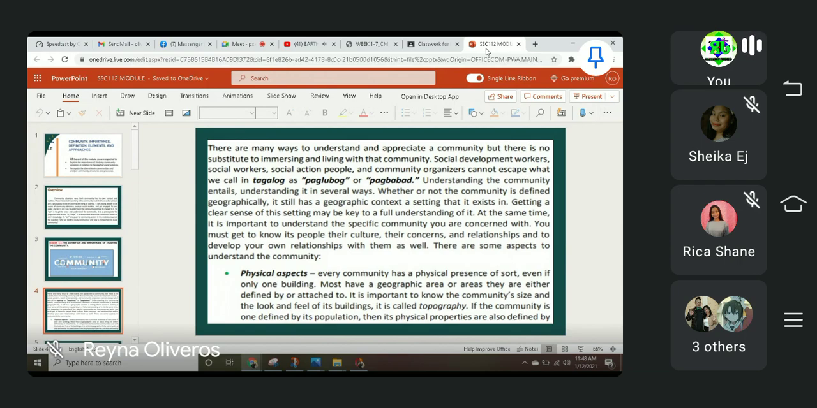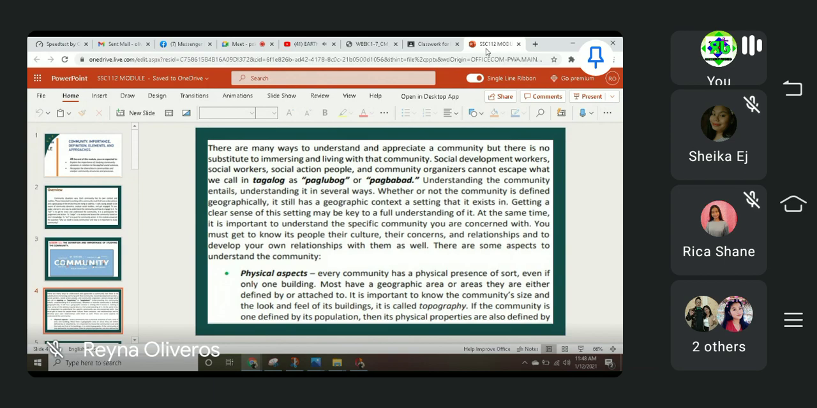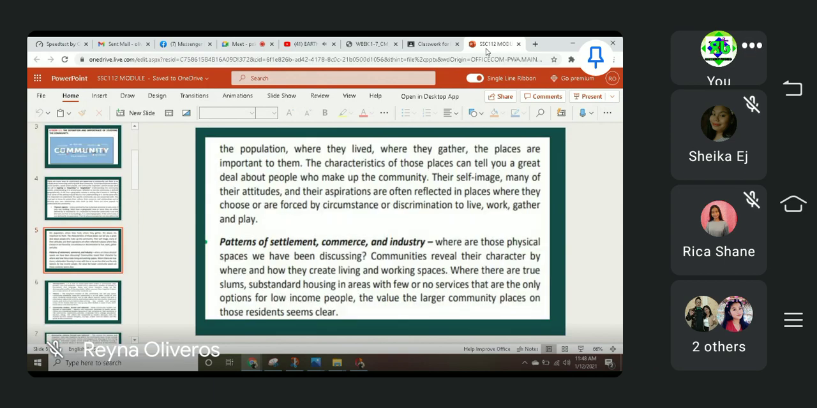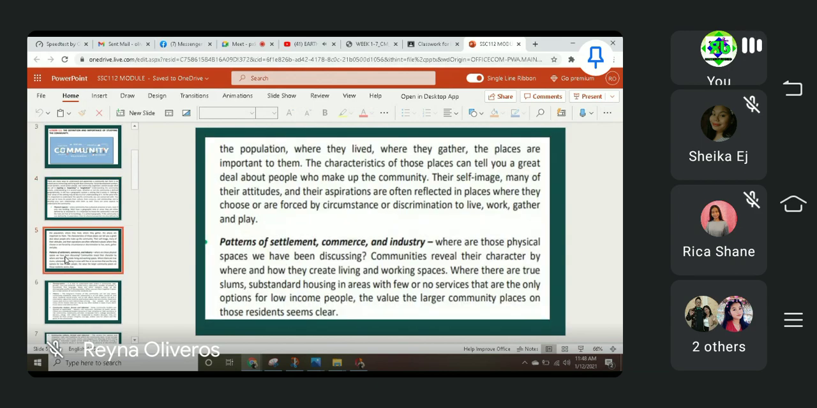So, sabi dito, if the community is one defined by its population, then its physical properties are also defined by the population. So, yun yung tinitingnan. When it comes to the physical attribute or physical aspect of the community, ang tinitingnan dito is kung anong meron. How does a community look like? Diba? Gaano kadami yung nakatira dito? Gaano karami yung pamilya na nakatira sa isang community? That is why mayroong census.